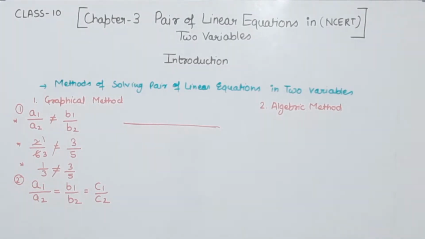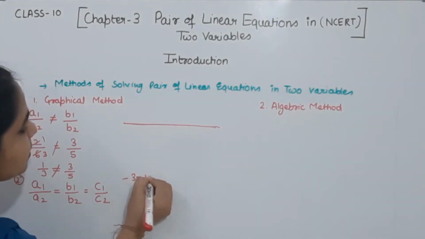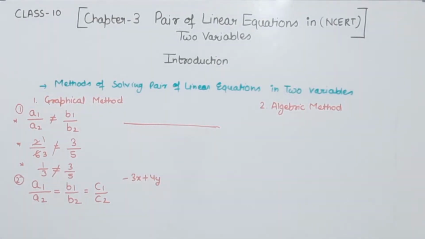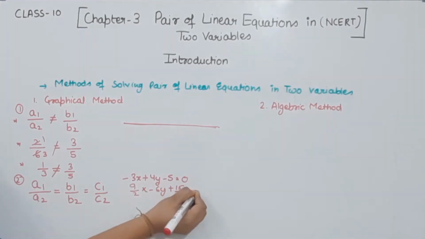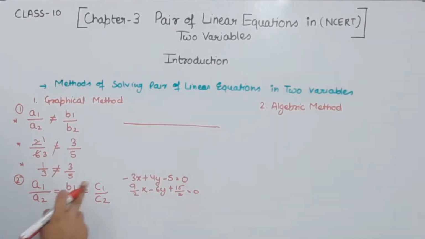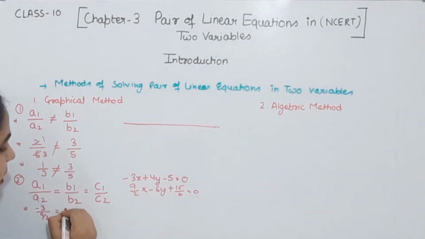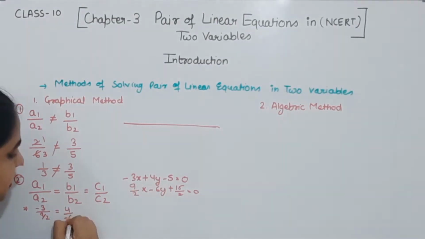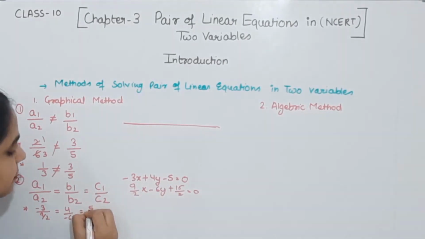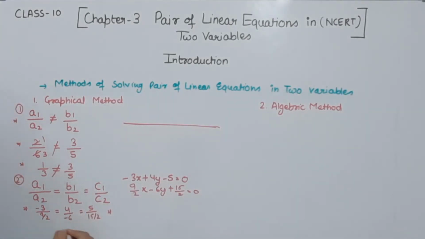So here we have minus 3x plus 4y minus 5 equal to 0, and the second one is 9 by 2x minus 6y plus 15 by 2 equal to 0. So we are going to find this. A1 is minus 3, A2 is 9 by 2, B1 is 4, and here B2 is minus 6, and C1 is minus 5, C2 is 15 by 2. Now we will solve this one.